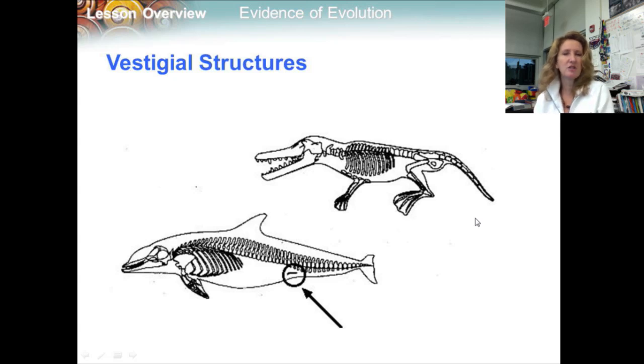Why would an organism possess structures with little or no function? One possibility is that the presence of the vestigial structure does not affect an organism's fitness. In this case, natural selection just wouldn't eliminate it over time because it didn't have an effect on it. We have little tailbones, you know, a vestigial structure for us.